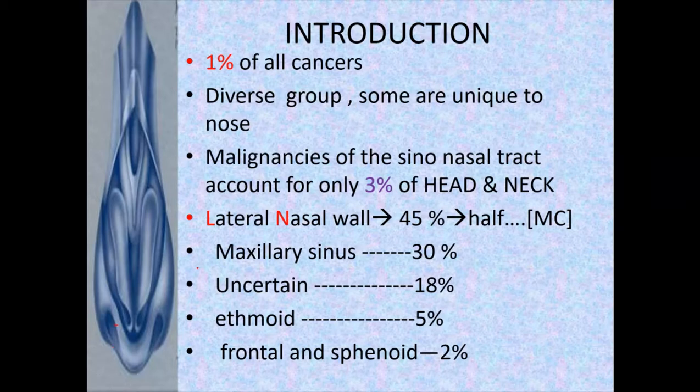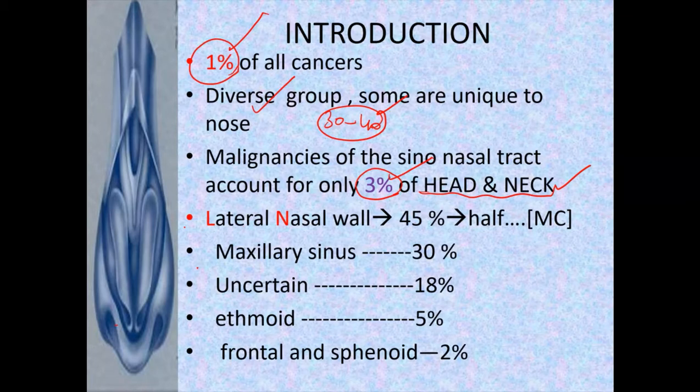So sinonasal tumors are 1% of all the cancers. They are a diverse group. That is, there are nearly 30 to 40 types of pathologies that exist here. All types of pathologies can be seen here. The sinonasal tract accounts for nearly 3% of head and neck cancers.